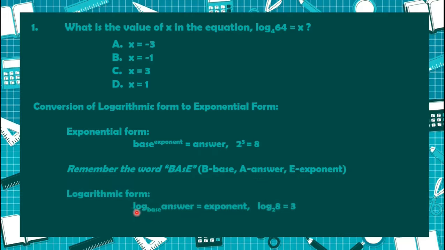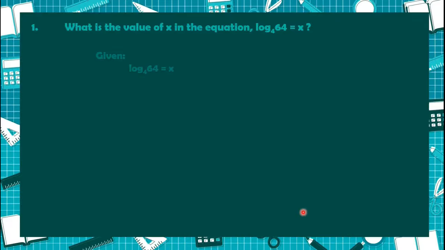And in logarithmic form, we have the logarithm, then base, our B, answer for A, and E for the exponent. Example, the logarithm of 8 with the base 2 equals 3. 2 is the base, 8 is the answer, and 3 is the exponent. Let's proceed with our solution. The logarithm of 64 with the base 4 equals x. Then we convert this logarithmic form to exponential form.